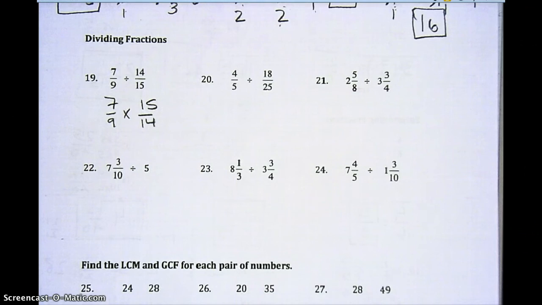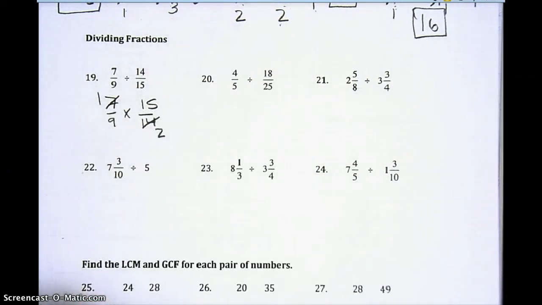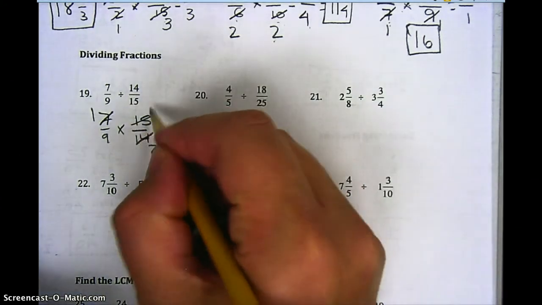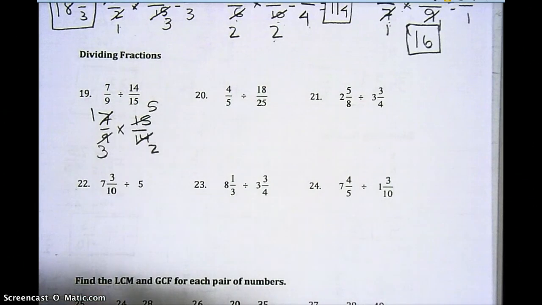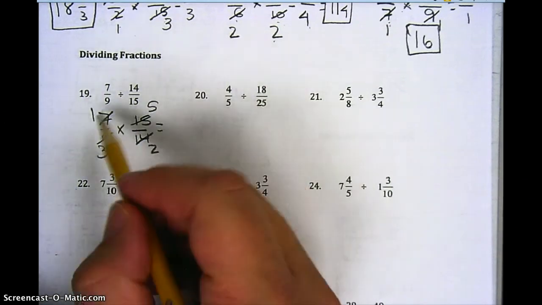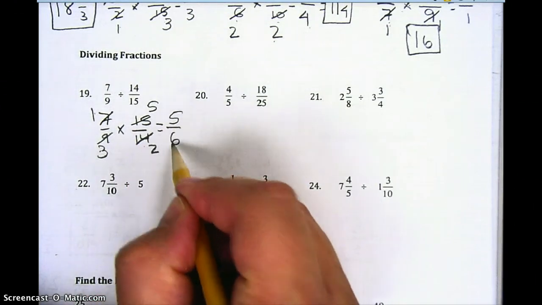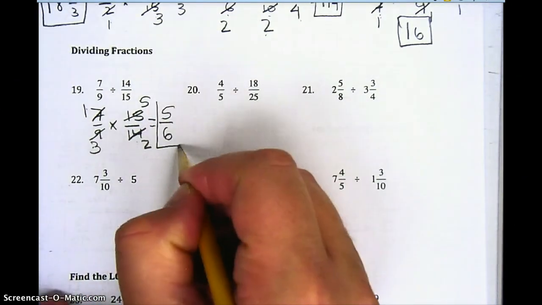Now I can reduce it. If I look on the top and the bottom, I have a 7 and a 14, and 7 divides both of those. 7 divided by 7 is 1, 14 divided by 7 is 2. And then if I look at 9 and 15, 3 is going to divide both those numbers. 15 divided by 3 is 5, 9 divided by 3 is 3. Now I can multiply the top and multiply the bottom. 1 times 5 is 5. 3 times 2 is 6. So when I divide those two, I end up getting 5/6 for the first one.